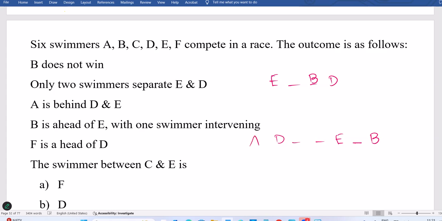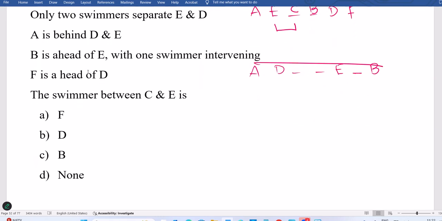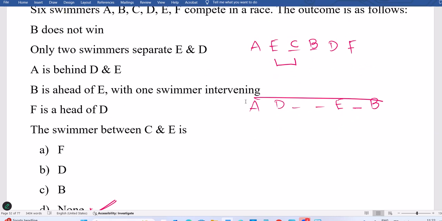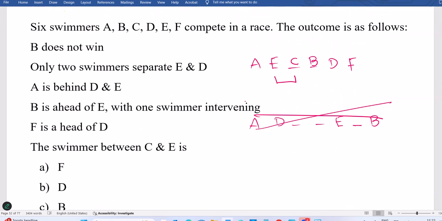A is behind D and E, which means this possibility is not there. And we have F ahead of D, and this is only C. How many people are between A and C? None. That's the answer. How many swimmers are between C and D? None. So many went with different, wrong answers. Kindly check this, including all statements carefully. I think you can understand. There are no people between C and D.